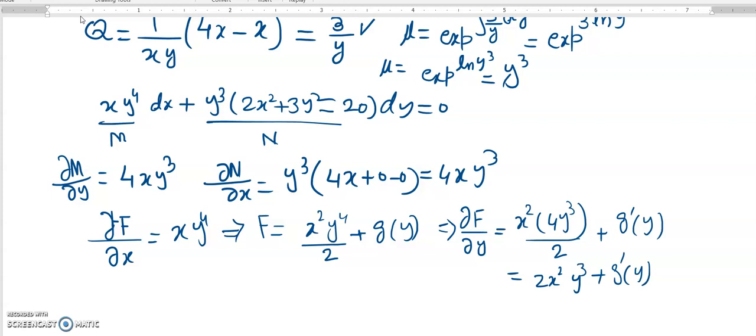Now we have to compare it with the N function, the new N function. What is the N function? Yeah, this function is here. So we have to compare it with this.